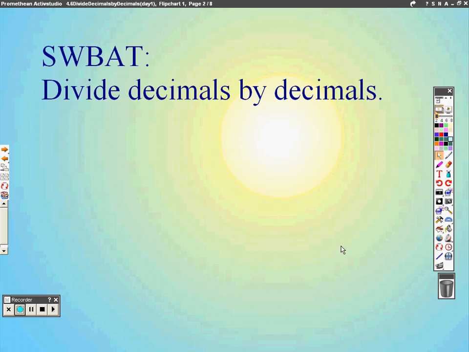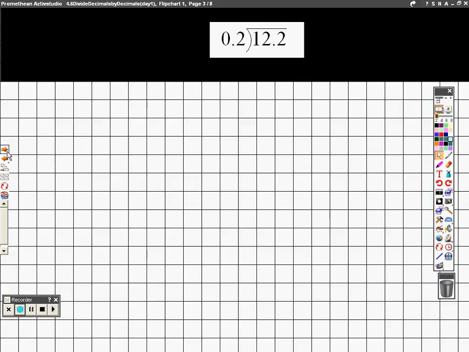Okay, today we're going to be dividing decimals by decimals. And here we have 12 and 2/10 divided by 2/10. I put mine on a grid so that I can make sure that I keep my columns straight. I see that students make mistakes when their columns don't line up.